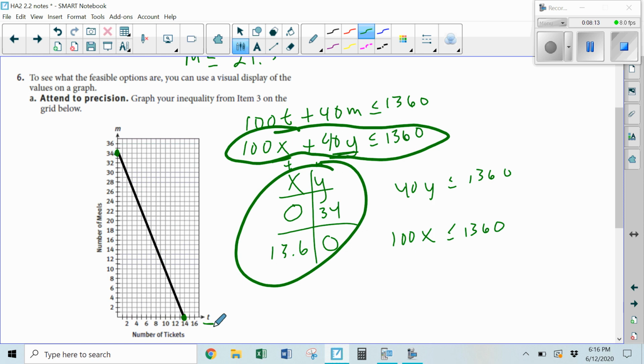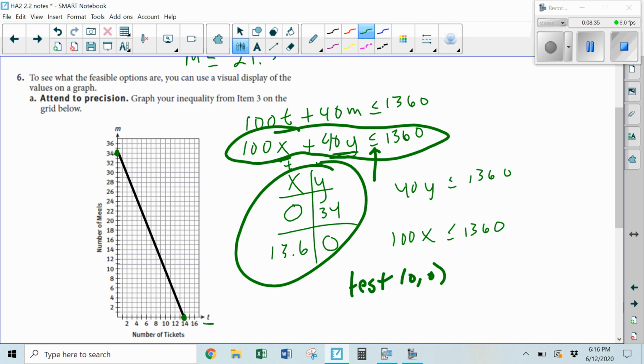Now, we have only graphed an equation, but this is an inequality. So it's nice to do what we call a test point. You should have heard that before also in Algebra 1. So either we're going to shade this part or this part. So we do what's called a test point. The easiest test point to pick is 0, 0.